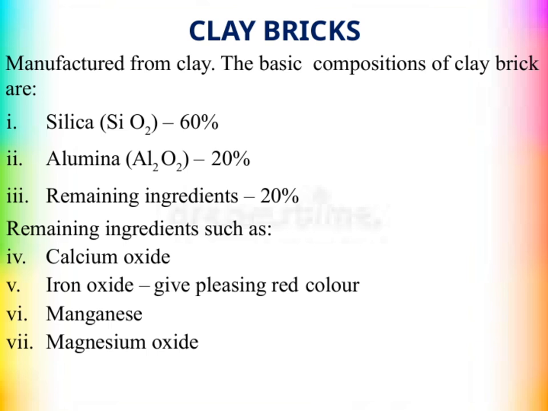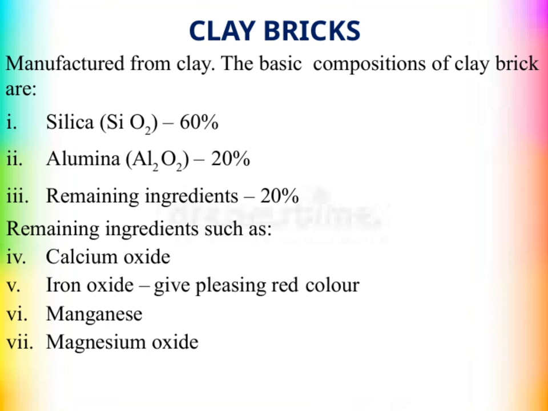Next, we have alumina, or Al2O3, which accounts for roughly 20%. Alumina plays a key role in the brick's stability and resistance to heat. The remaining 20% includes various other ingredients, such as calcium oxide, iron oxide, manganese, and magnesium oxide. Of particular interest is iron oxide, which is responsible for giving the brick its pleasing red color, an iconic feature of traditional clay bricks.